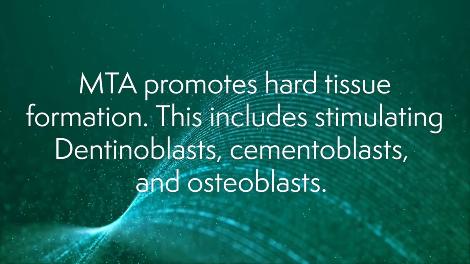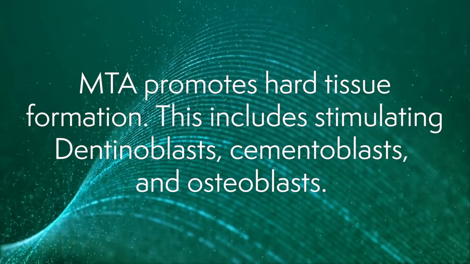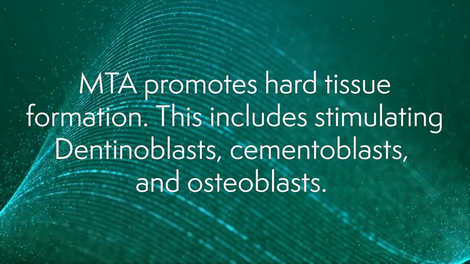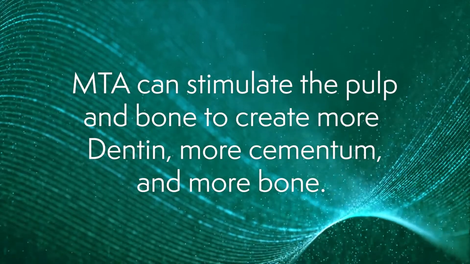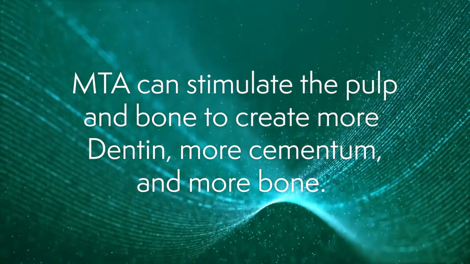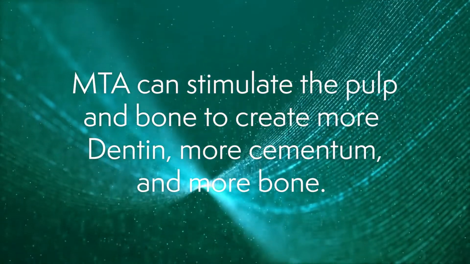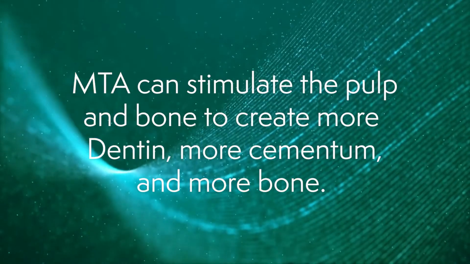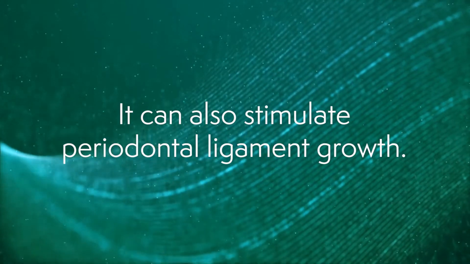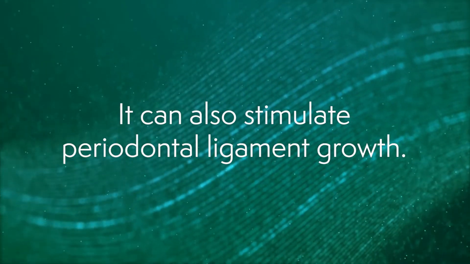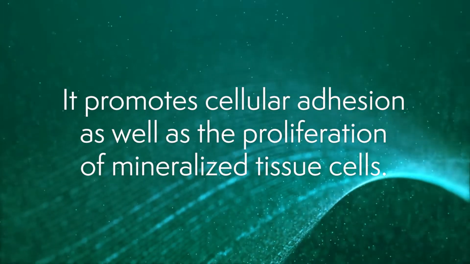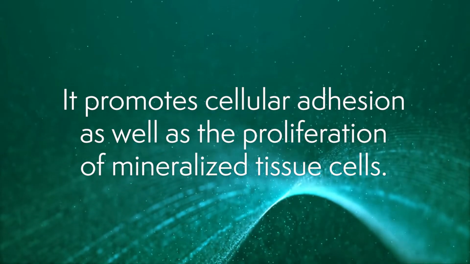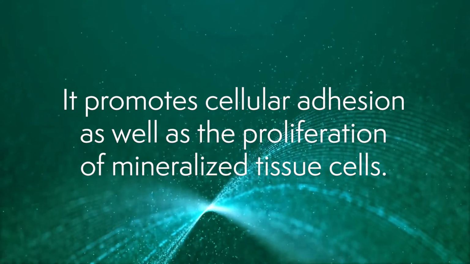This includes stimulating dentinoblasts, cementoblasts, and osteoblasts. So, MTA can stimulate the pulp and bone to create more dentin and more cementum and more bone. It can also stimulate periodontal ligament growth. Number four, it promotes cellular adhesion as well as the proliferation of mineralized tissue cells.